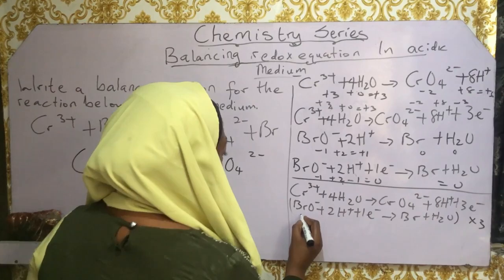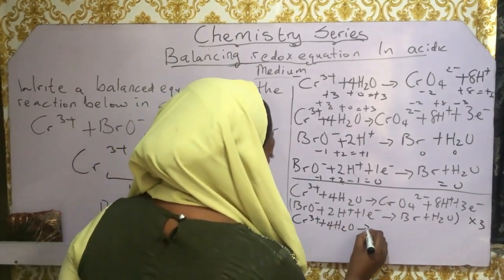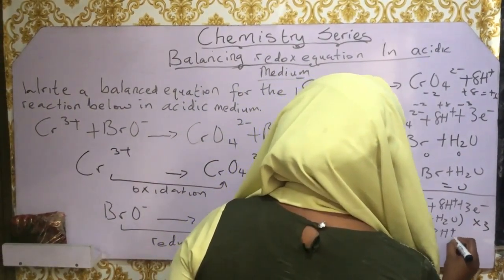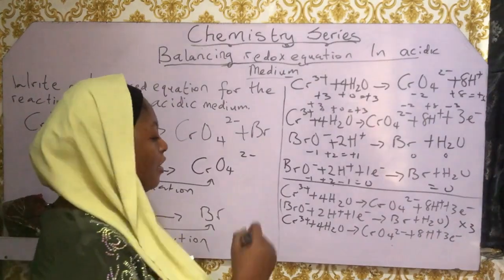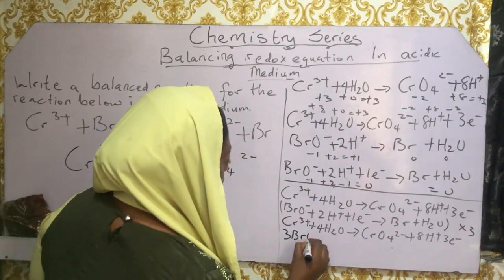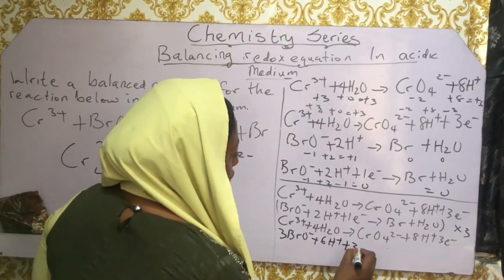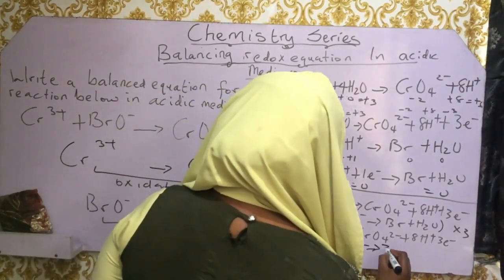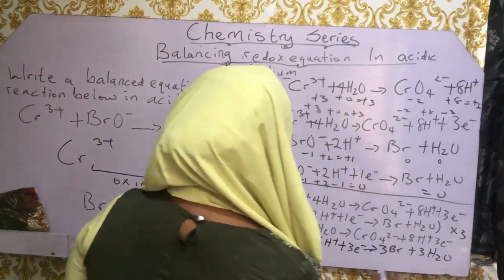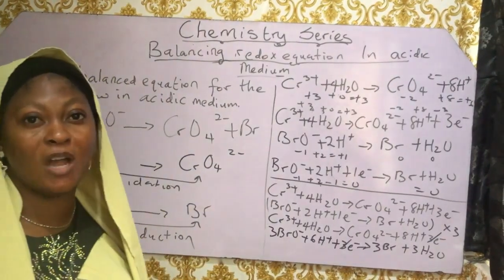So bringing this down again, I have Cr3+ plus 4H2O to give CrO4 2- plus 8H+ plus 3 electrons. And I have 3 BrO-, 3 times 2, 6H+, plus 3 electrons to give 3 Br-, 3 times H2O, 3H2O. Now 3 electrons and 3 electrons cancel out.